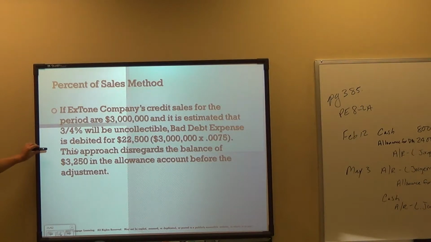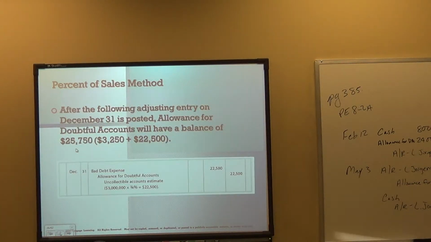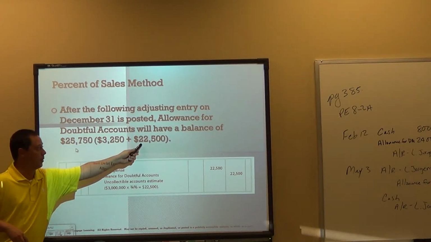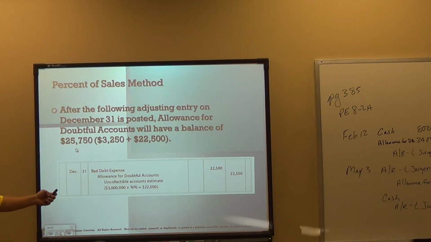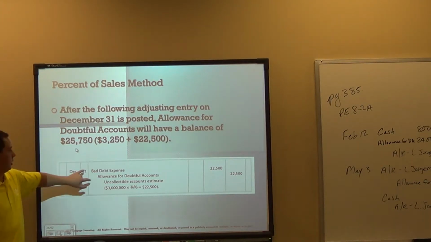So that's how we do it. We disregard the balance of the 3,250 in the allowance account before the adjustments, so we're not going to worry about that for the adjustment there. And this is what we would do, basically taking that money there, and now we'll have an additional balance. So we have this at the beginning, we add the more in, and that gives us a new value, which is right here. We'll take this value here into it.